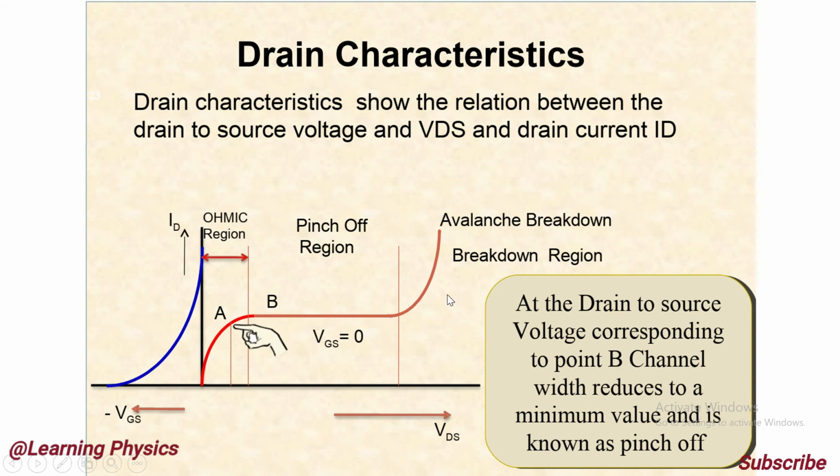At the drain to source voltage corresponding to point B, here is point B, the channel reduces to a minimum value, and it is known as the pinch off region. After this, the thickness of the N channel or P channel decreases.